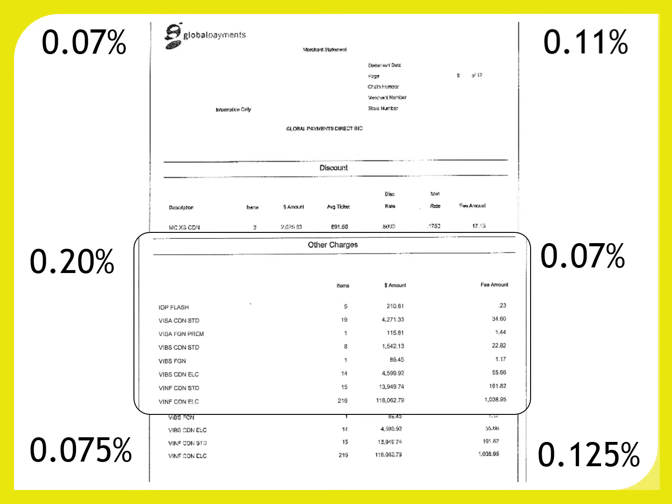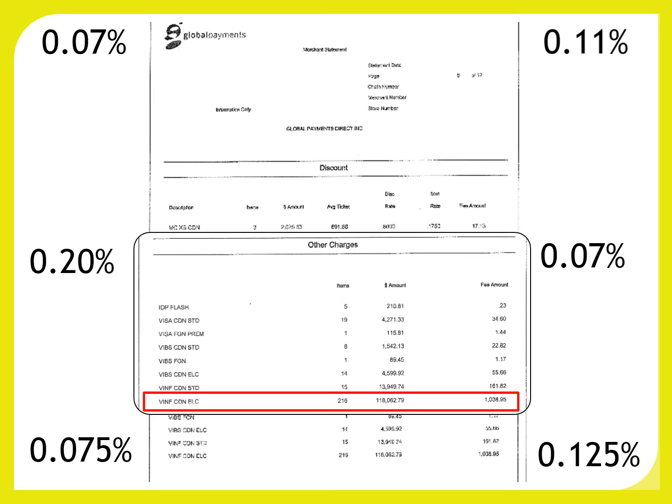Next, under Other Charges, you'll be able to determine what the difference is between your base rate and the true interchange cost for Visa and MasterCard. So we already know that there's a markup of 0.07% on the base rate. We'll take this highlighted section as an example. This is for Visa Infinite cards that you've chipped or tapped.